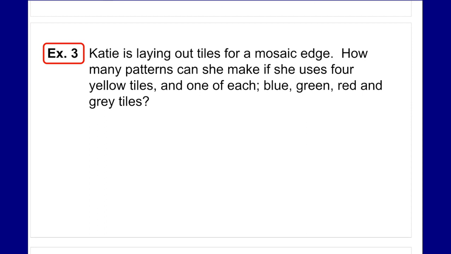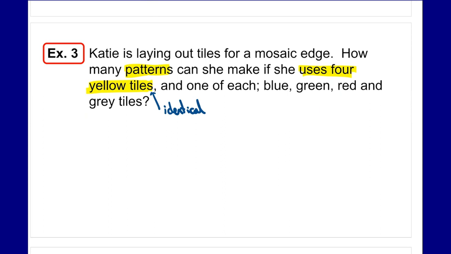Example 3. So Katie is laying out tiles for a mosaic edge. How many patterns can she make if she uses 4 yellow tiles and 1 of each blue, green, red, and gray? So again, the key thing here, we're trying to make a pattern. So when we're dealing with a pattern, we're trying to make an order, but she's also using 4 yellow tiles. So again, it's implied that these are identical. So now, if we're reading the question, we have to think about, do we have objects that are considered identical, where we can't tell the difference?